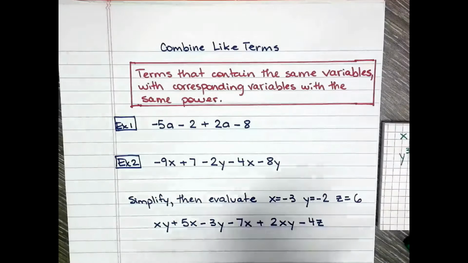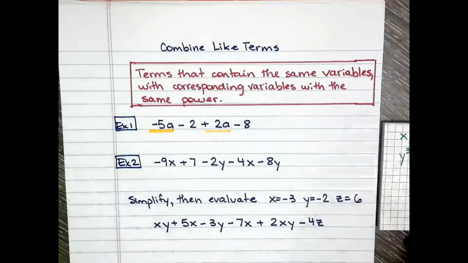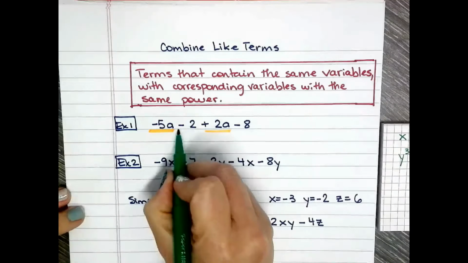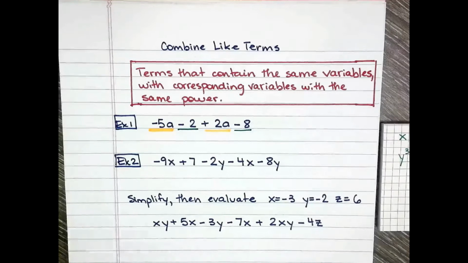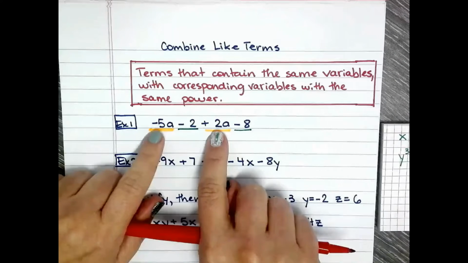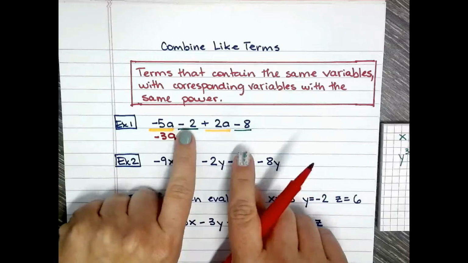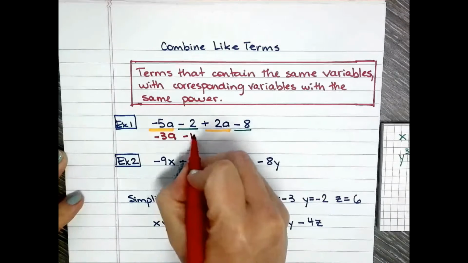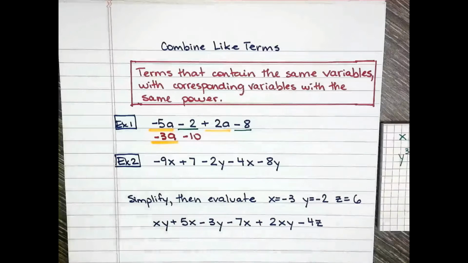Well, right here I have A and I have A. So these two are like terms. And here I have just a number, or a constant, and I have another constant right here. Those are like terms too. So when you combine, you're adding. So -5 plus 2 is -3, A. And then I have -2 minus 8, I have -10. So I got -3A from that, and I got -10 from that. So this is your final answer.